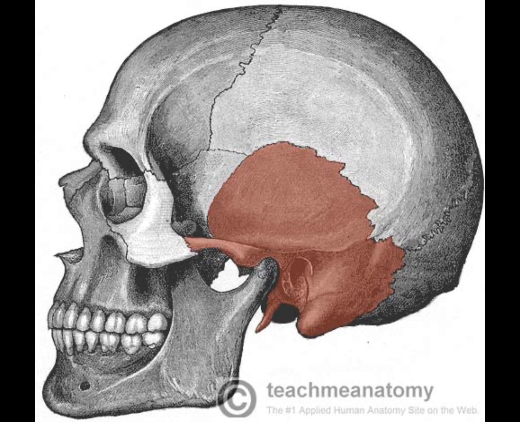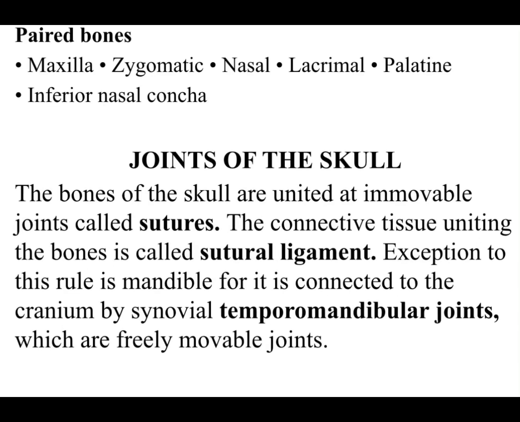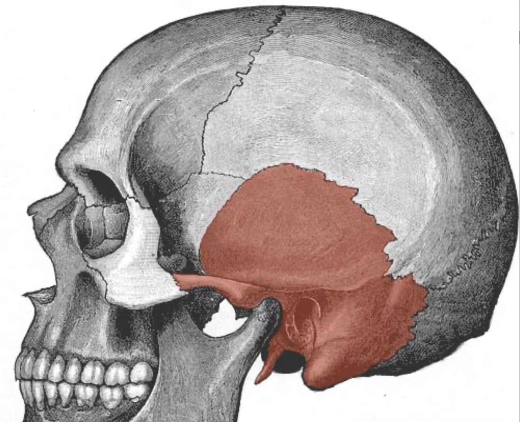So there are 2 basic joints. You have the suture and you have the TMJ. The TMJ is movable, while the suture is immovable. The suture is holding the bones of the skull, while the mandible is joined to the skull by a temporomandibular joint. So I hope you're understanding it. It's very, very simple. I hope you get it.